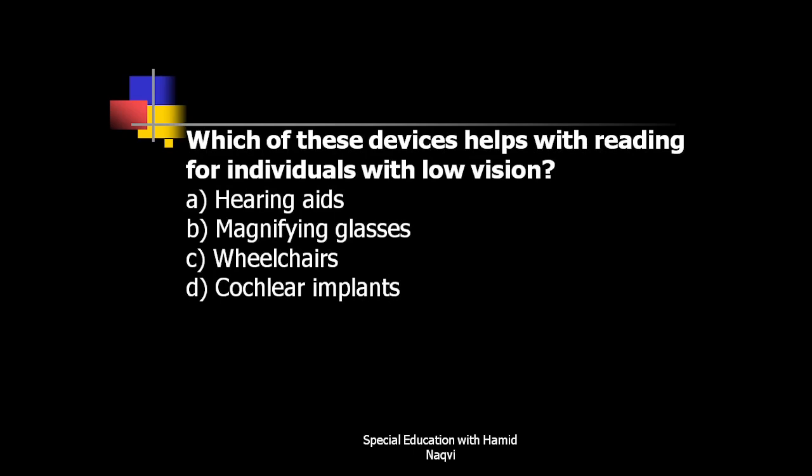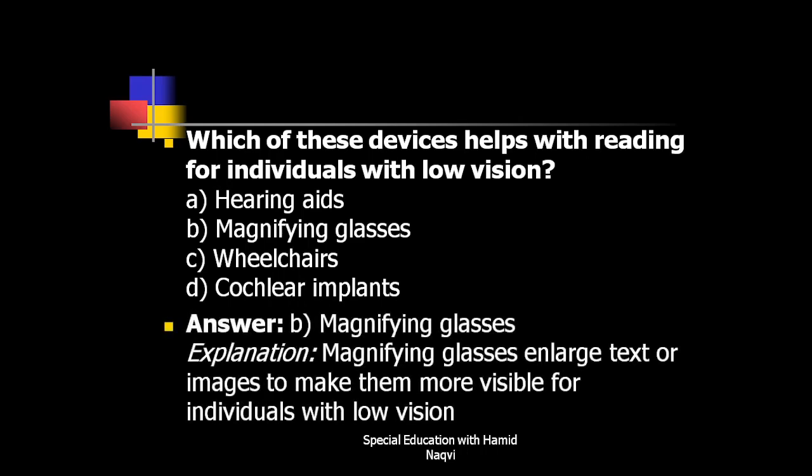Which of these devices helps with reading for individuals with low vision? Hearing aids, magnifying glasses, wheelchairs, or cochlear implants? Answer is magnifying glasses. Magnifying glasses enlarge text or images to make them more visible for individuals with low vision.